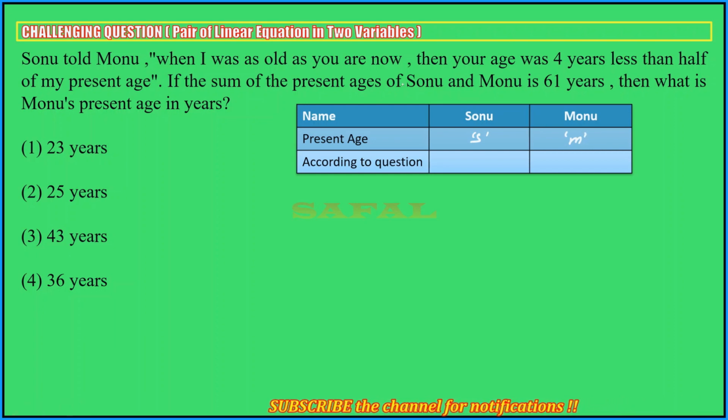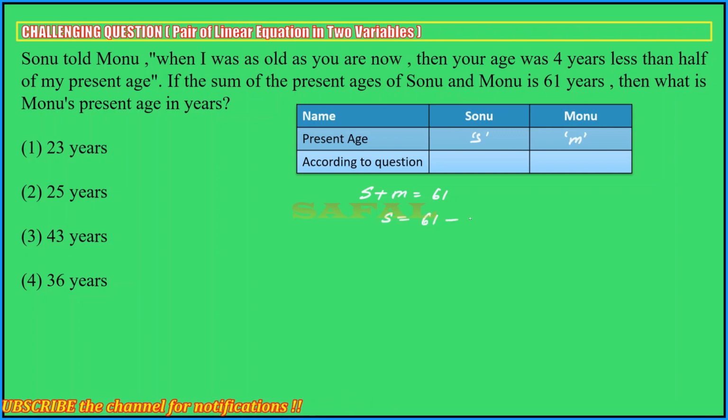Now as per the question, the sum of present ages of Sonu and Monu is what? 61 years. This means S plus M is 61. So from here I can write S equals what? 61 minus M. So let me call this the first equation.